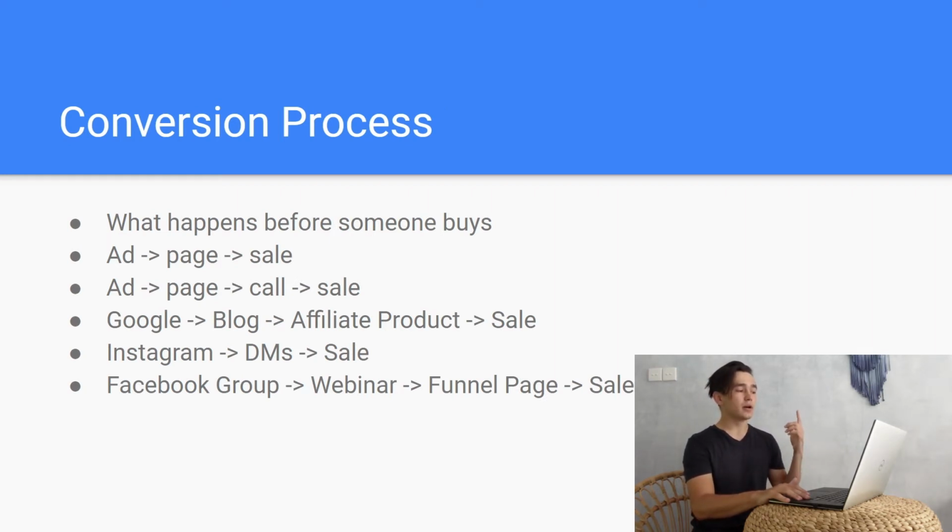The simplest conversion process online is when you have an ad that is getting people, let's say, from social media to your page, and that's where they buy. So your conversion process is just 3 steps: ad to page to sale. Then you can have ad to page, and on that page, if it's a more complicated or high-ticket service, you would have a call. They would book a call so that you see that they're the right fit for your service, and they would be trusting you with their money. So that's how you make the sale.